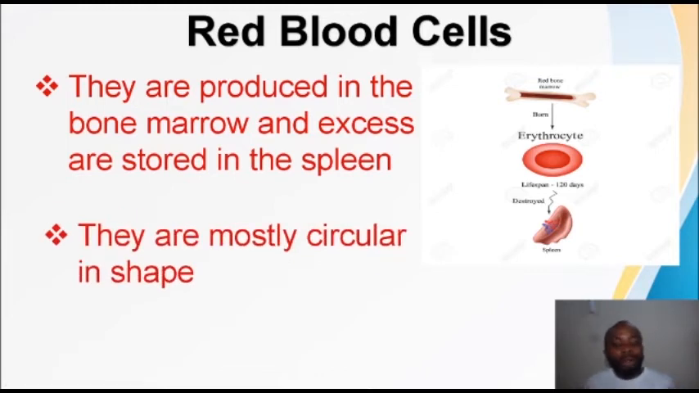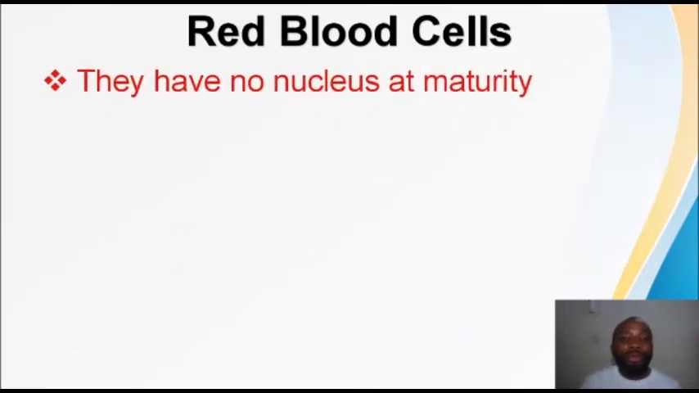Now, they are mostly circular in shape. You see them? They are like a circle. Look at this one. It has the shape of a circle. Though there are some people whose own is not a circle. Those are the ones that have what we call sickle cell anemia. Now, red blood cells have no nucleus at maturity. When they mature, they don't have any nucleus. A nucleus is a small center part that is always inside a cell. Okay, they have no nucleus.